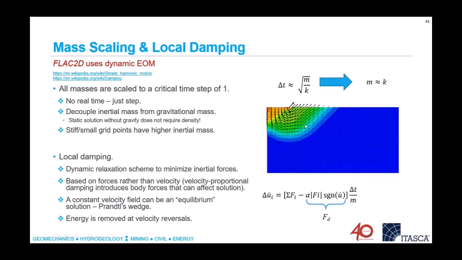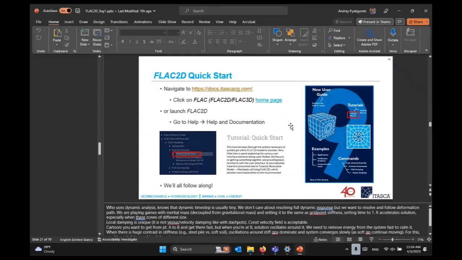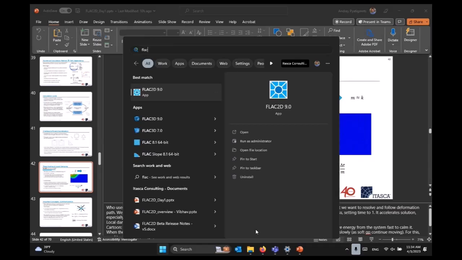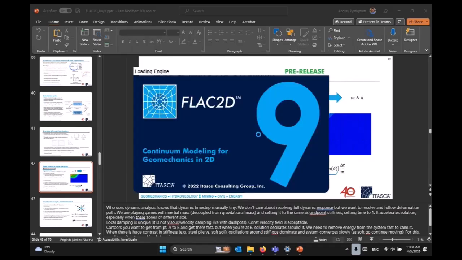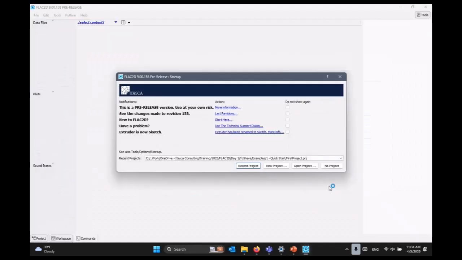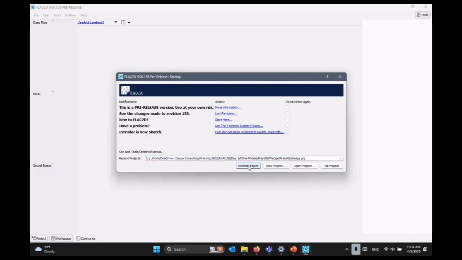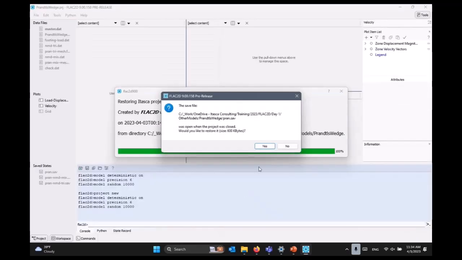This is Prandtl's problem from the documentation. Let me open FLAC2D. I will actually show you how to get some examples from FLAC2D. Prandtl switch problem. This one. I'm going to open this project.